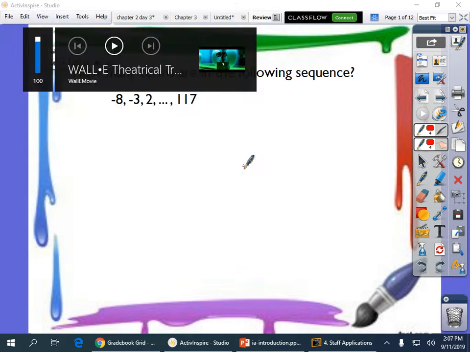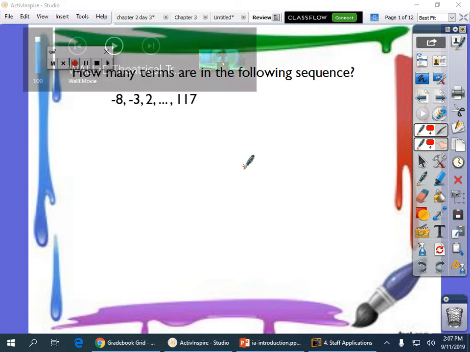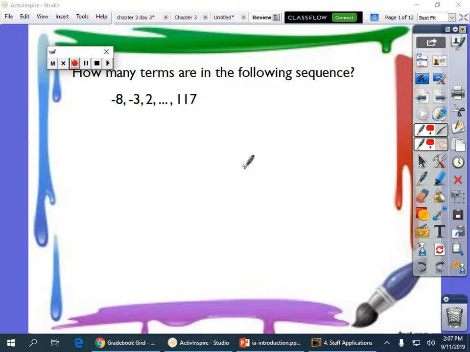Let's start with the first problem on your review. How many terms are in this sequence? First thing you need to do, you need to determine if it's arithmetic or geometric. Which one is it? Arithmetic. So what is my D? Okay, what is D? D is 5.